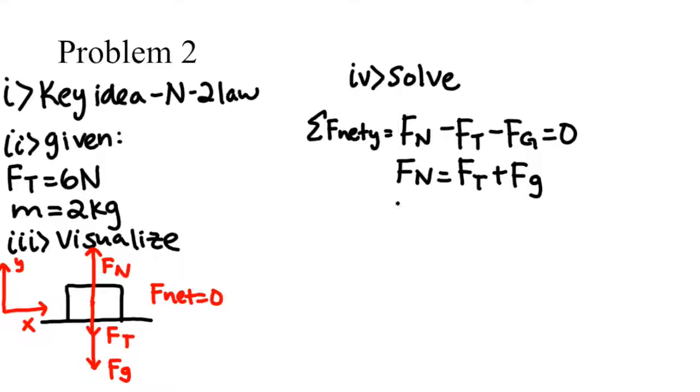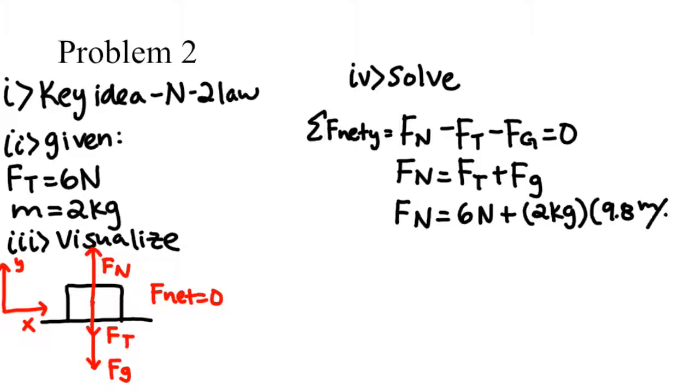And then we can plug in our given information from the problem, where Ft is 6 newtons, and Fg is 2 kilograms multiplied by 9.8 meters per second squared. So then we find out that the normal force is equal to 25.6 newtons.